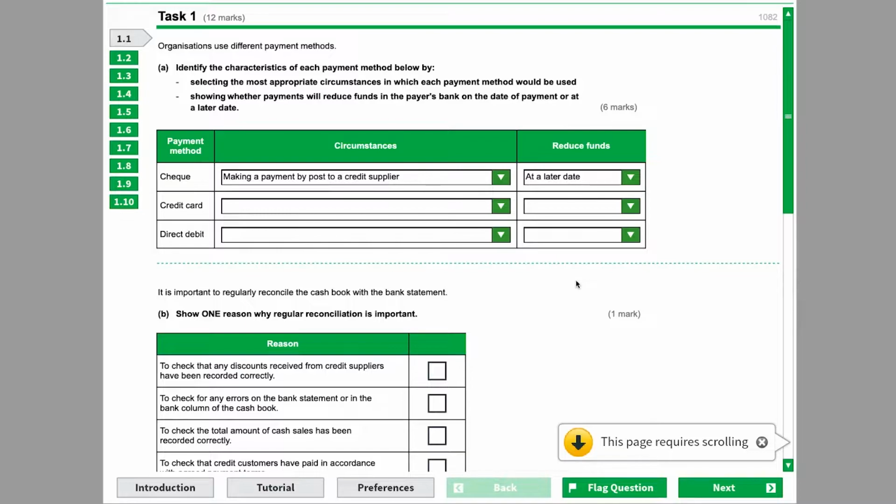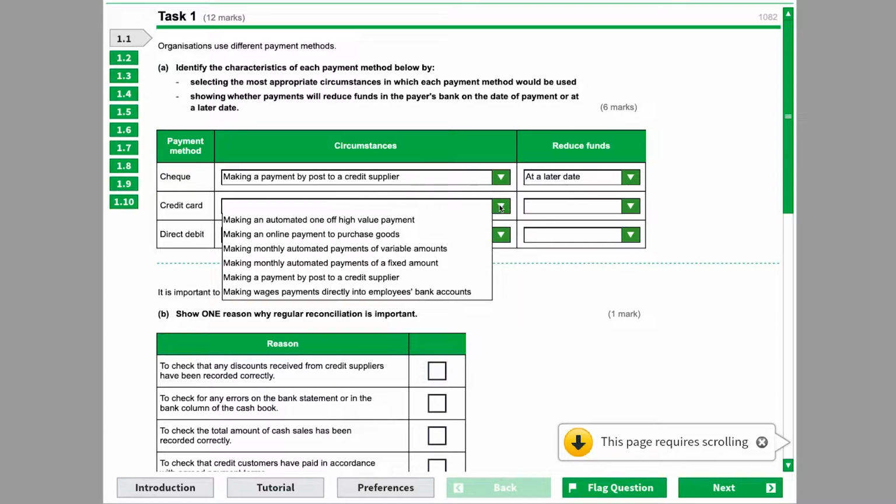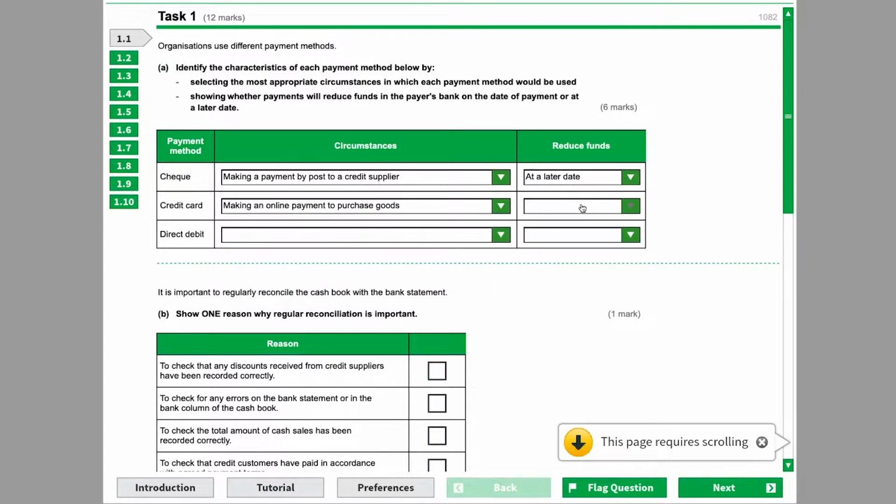Payment method number 2 then, which is a credit card. Now, out of those options, the most appropriate would be making an online payment to purchase goods. For each of the others, there are far more suitable options. So let's just select that. So making an online payment. Excellent. Right, in terms of when it would reduce funds, well, a credit card usually takes 30 days until you pay it off. So in terms of when it would reduce funds, that would be at a later date.